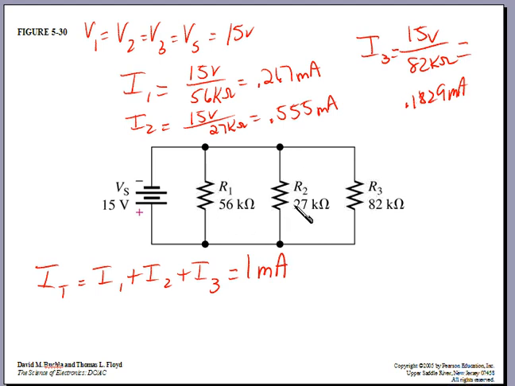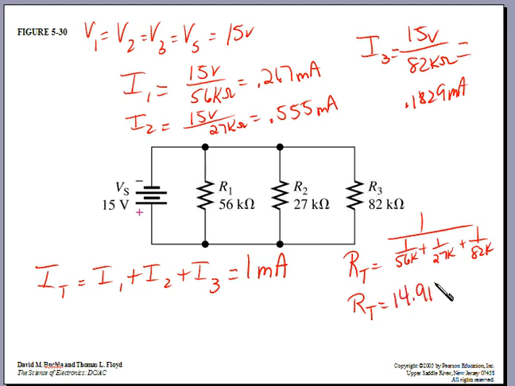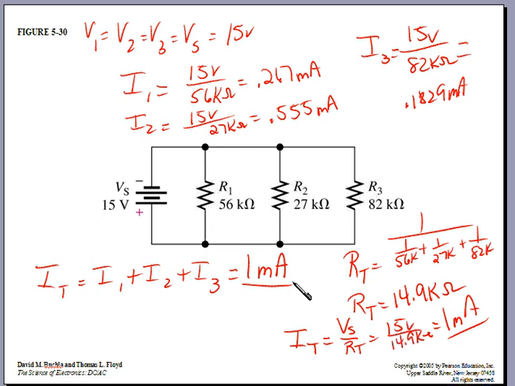Now, if I want to double check this, what I can do is find total resistance by taking 1 over 56K, 1 over 27K, and 1 over 82K to get my total resistance equal to 14.9K. Again, it's smaller than my smallest resistor. Finally, I can still use Ohm's law. It's just about 1 here. 15 volts divided by 14.9K is equal to 1 milliamp, approximately. So that's just another way to solve that problem.